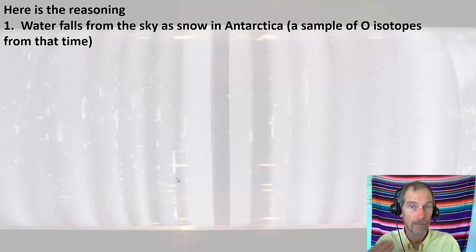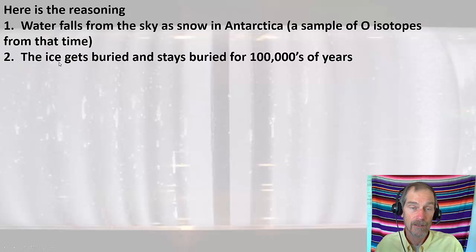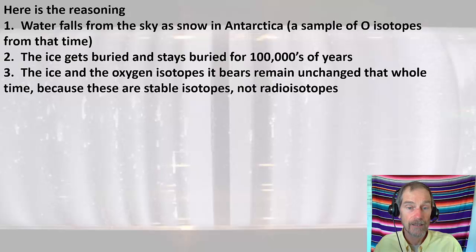This is the reasoning behind the whole scientific effort to make cores in Antarctica. Water falls from the sky as snow in Antarctica. We'll think of that as a sample of the oxygen isotopes from that time, from when it fell. The snow, which becomes ice, gets buried and stays buried for thousands of years. The ice and the oxygen isotopes it bears remain unchanged that whole time because these are stable isotopes, not radioisotopes.